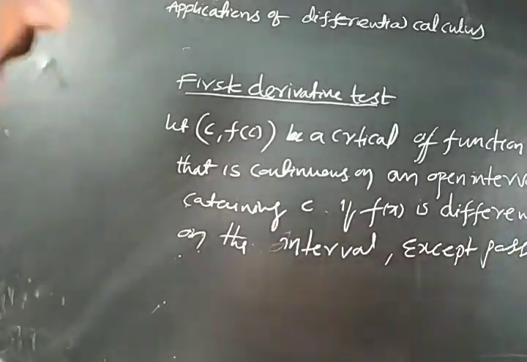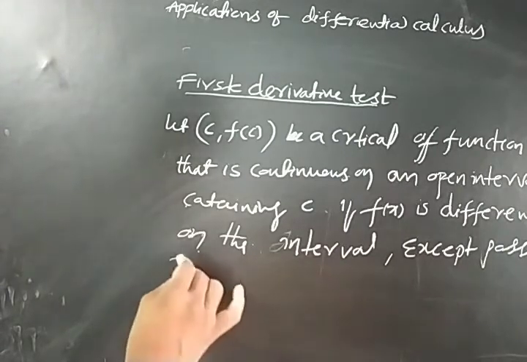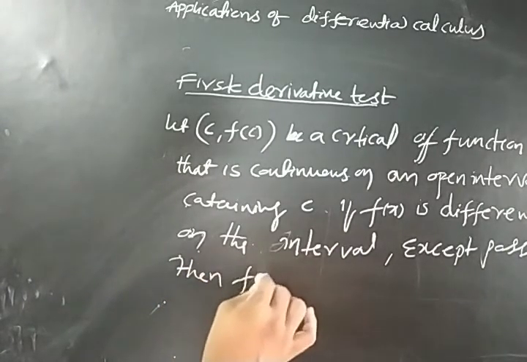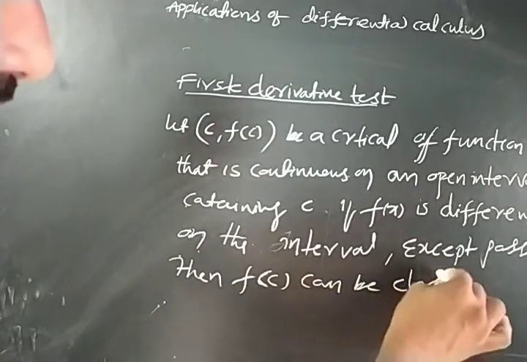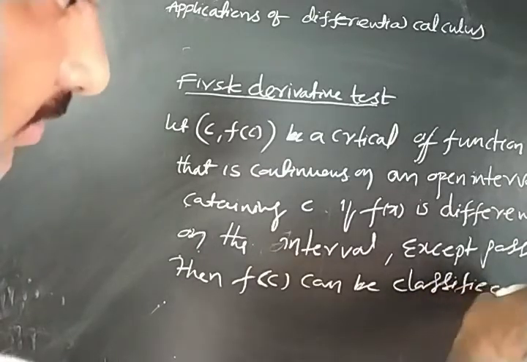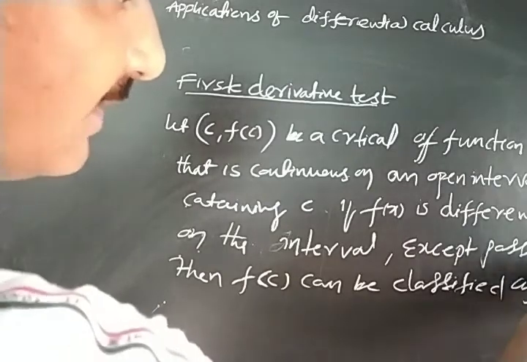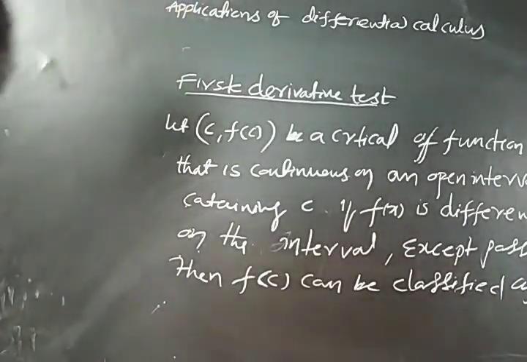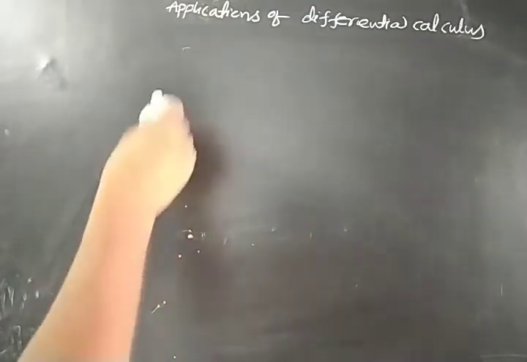Why? Because c is the critical point, no? At (c, f(c)), the derivative may or may not exist. So that's why, except at c, then f(c) can be classified as follows. First point of this first derivative test.